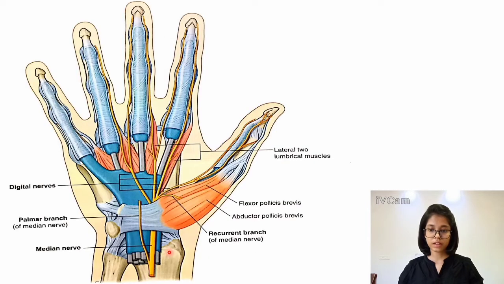The nerve will enter the hand by passing deep to flexor retinaculum. Here the nerve, being medial to the thenar eminence, ends by giving a few digital branches and some muscular branches.